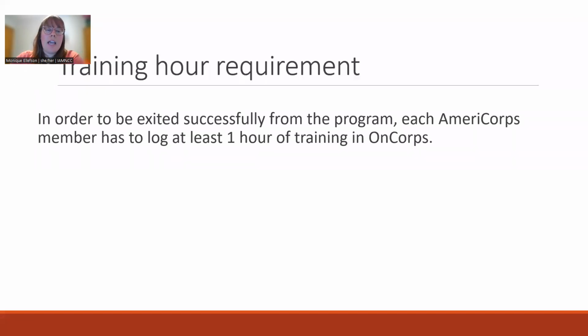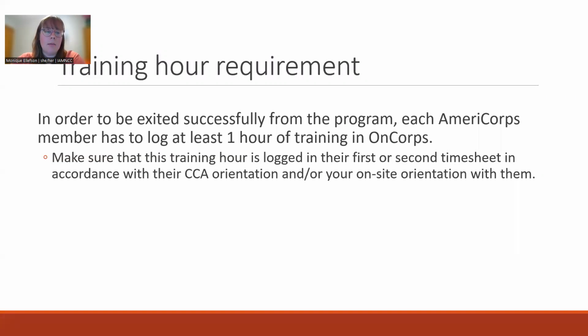Okay, there is a training hour requirement. So all AmeriCorps members have to have at least one training hour, which hopefully, if everything goes according to plan, knock on wood, that hour can be their first orientation with us. And they can obviously do more than the one training hour. But they just need to make sure that it's logged.